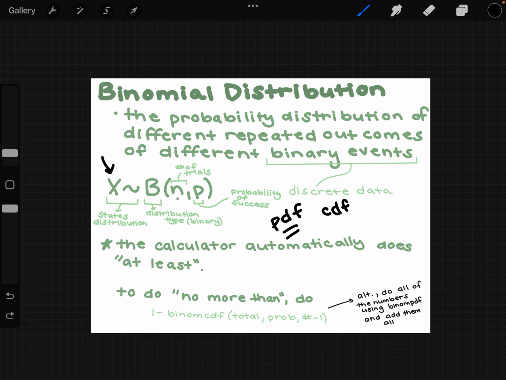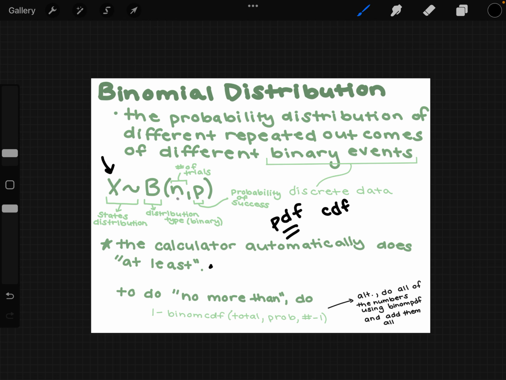Sorry, our binomial PDF. For CDF, these are going to be questions that are asking you to include a range of data. So at least 16 days, or no more than 2 failures. The calculator is automatically going to account for at least. So X is at least 3.